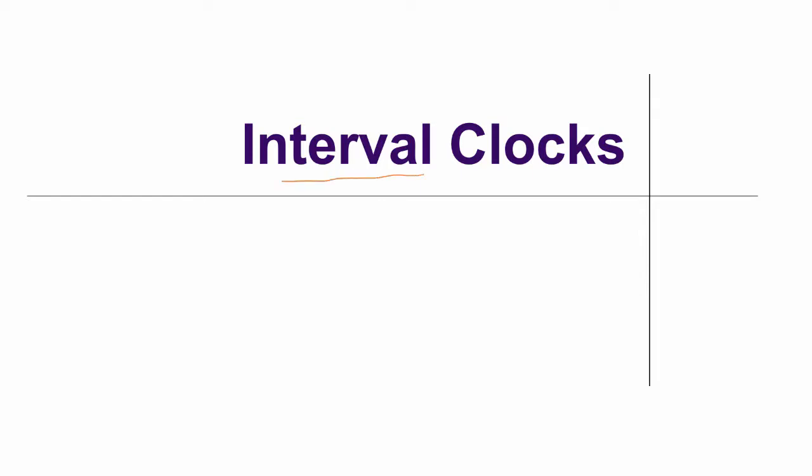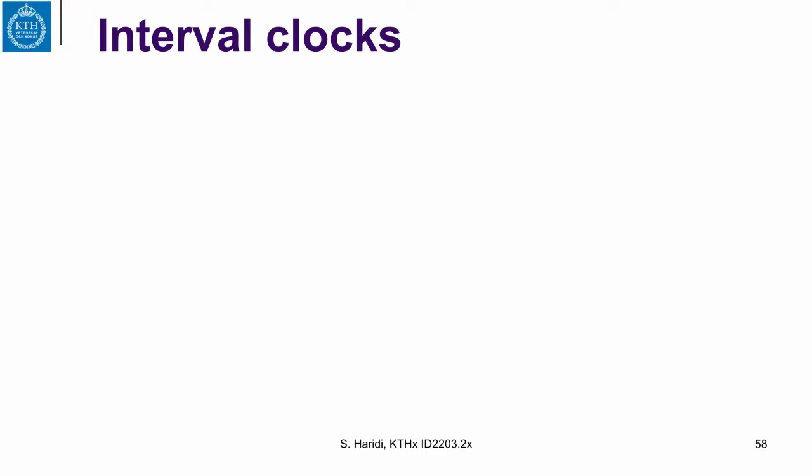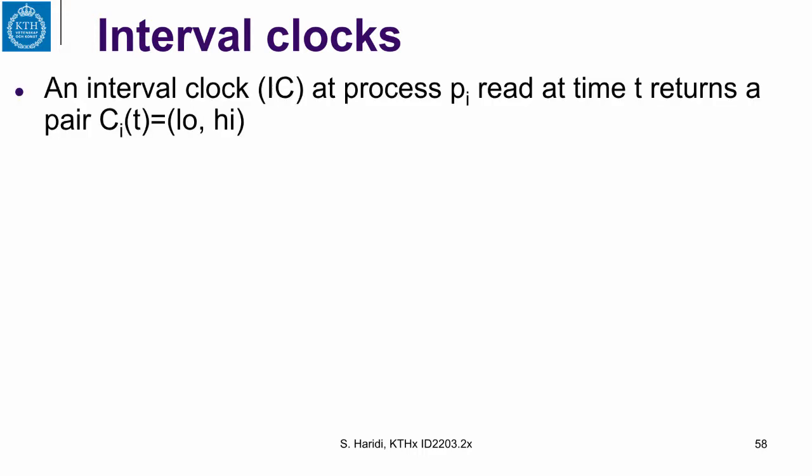We will discuss now an algorithm based on interval clocks. So what are interval clocks? An interval clock, which we call IC, at a process PI, read at time t, returns a pair. And this pair is an interval. A clock at time t is an interval.